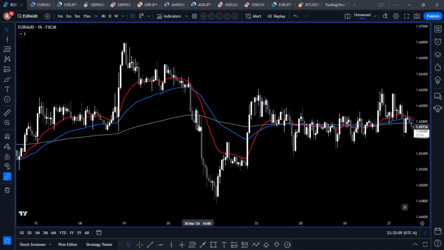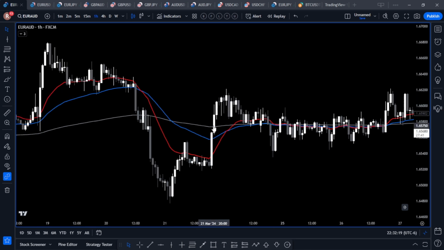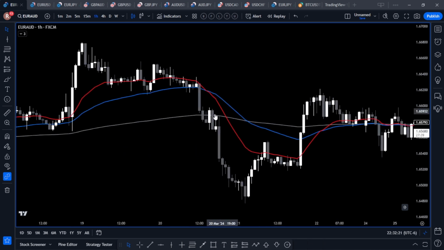So what we're looking for is in a downtrend, we're looking at this little instance right here. There's a nice sell opportunity right in this area here. So let's zoom in just a little bit. We've got a sell opportunity in here as the price is under the 20 EMA. The 20 EMA is under the 50 EMA. And in this area here, the price is under the 200 EMA.